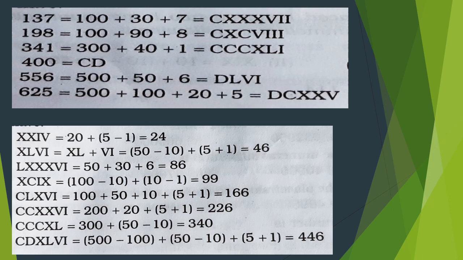Similarly, we have the other examples like CC double X VI. CC can be written as 200, double X can be written as 20. VI is 5 plus 1 because 1 is coming after 5, V, so we are adding it. So the answer is 226. And similarly we have other examples.